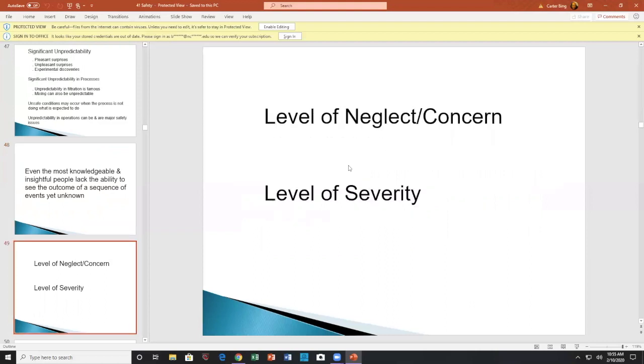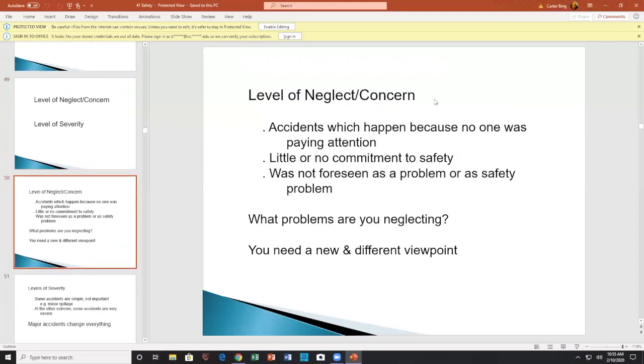Anyway, level of neglect. How much of you neglected things? What's your concern level? And then, of course, the level of severity here. Well, accidents which happen because nobody was paying attention. Little or no commitment to safety. That's common, by the way. Yeah, you have your monthly safety meetings, but not foreseen as a problem. So what problems are you neglecting? One of the interesting things about problems is you have a problem, you don't pay any attention to solving it. You need a new and different viewpoint.